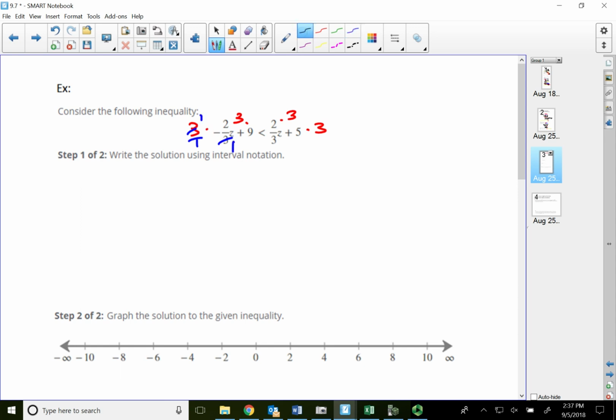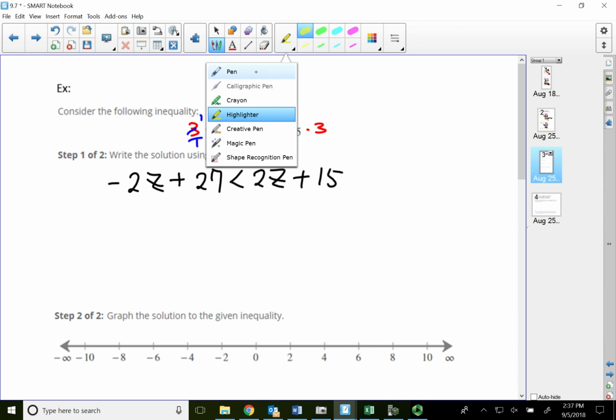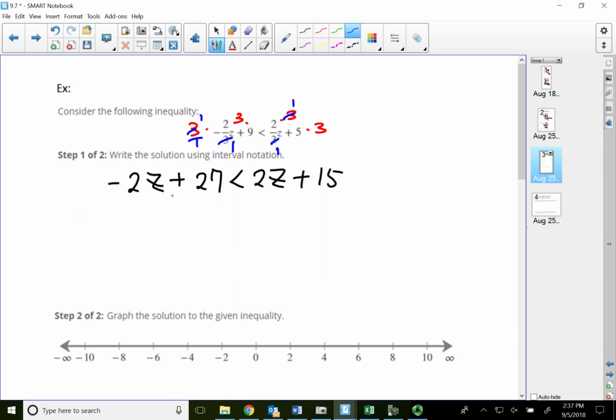1 times negative 2z, negative 2z. All right, plus 3 times 9 is 27, less than. All right, top 3, bottom 3 cancels out into 1 and 1. So that will be 2z times 1, which is 2z. Positive 5 times 3 is positive 15. All right, so the 2z on the right is bigger than negative 2z on the left. So I'm going to move all the z to the right side. So let's move this negative 2z over. So inequality stays the same, okay? This 2z is already there. When the negative 2z come over, it becomes positive.